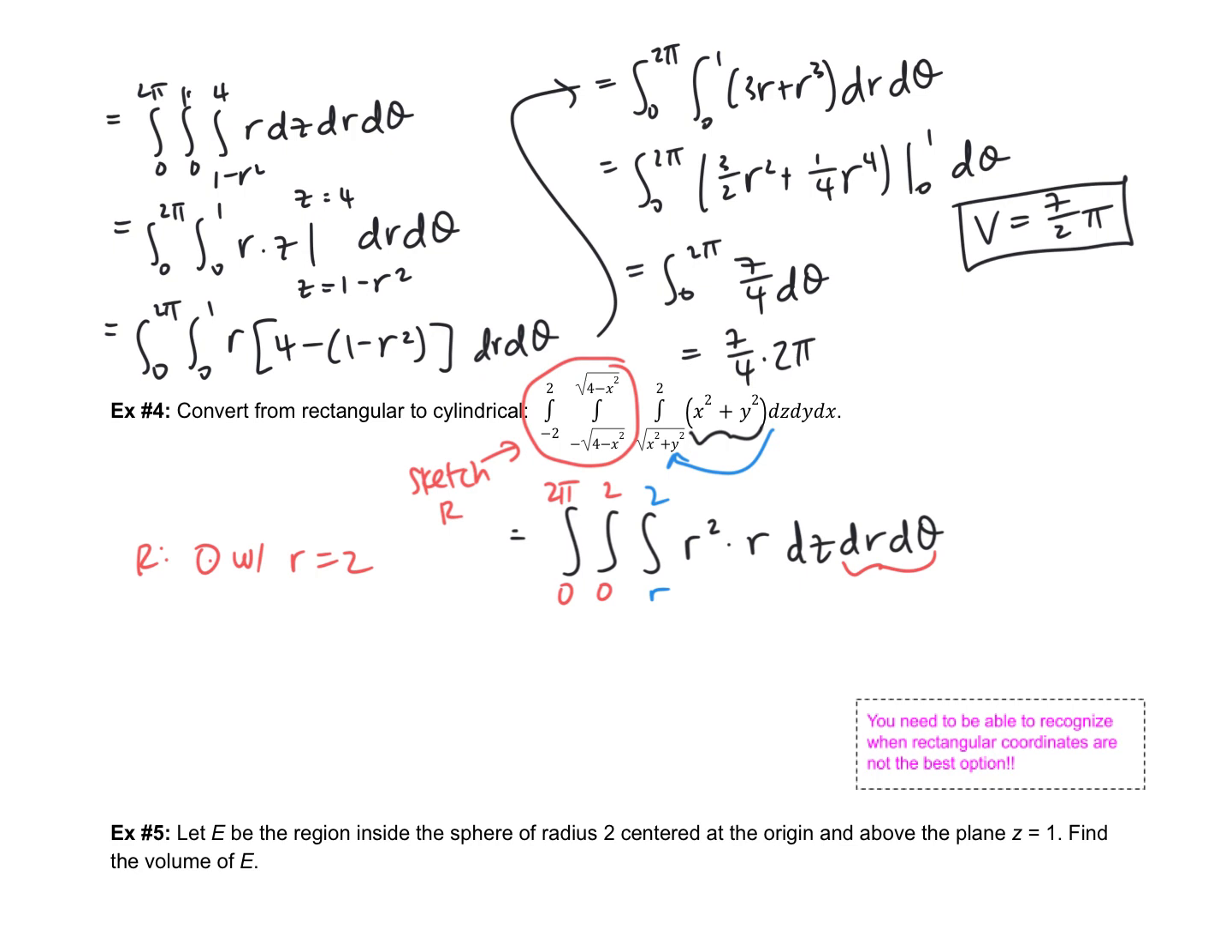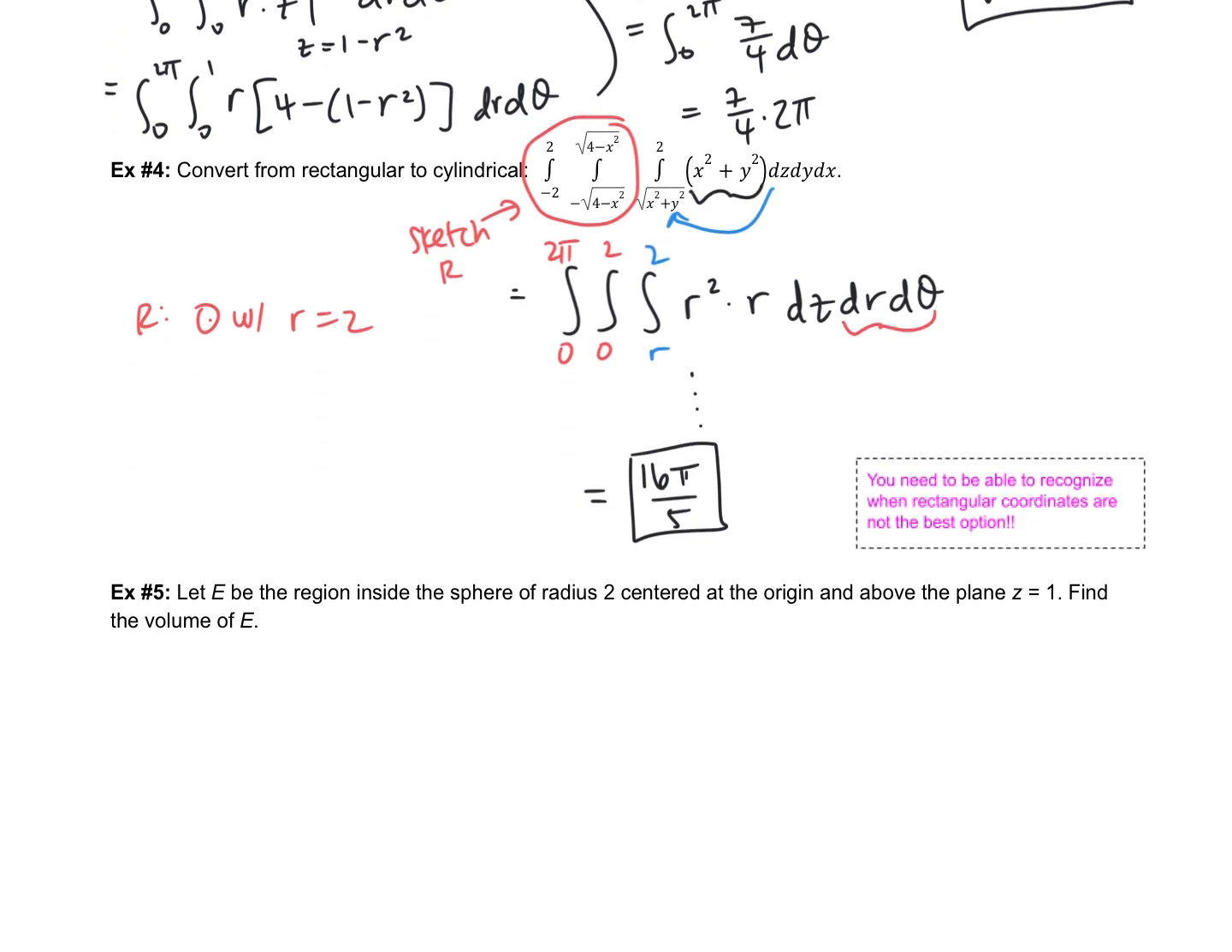Now, that one was just for practice setting up. I'm not going to integrate it. If you want to integrate it, though, I'm going to tell you that you get an answer of 16 pi over 5. Okay, and you have a note here in pink at the bottom. You need to be able to recognize when rectangular coordinates are not the best option. So if you were given this original problem, I might not tell you to convert to cylindrical. You might need to recognize that converting to cylindrical is going to be a better option. That'll be on you.